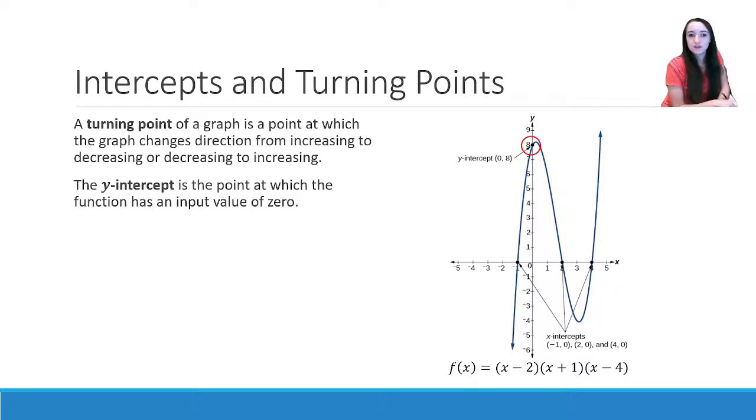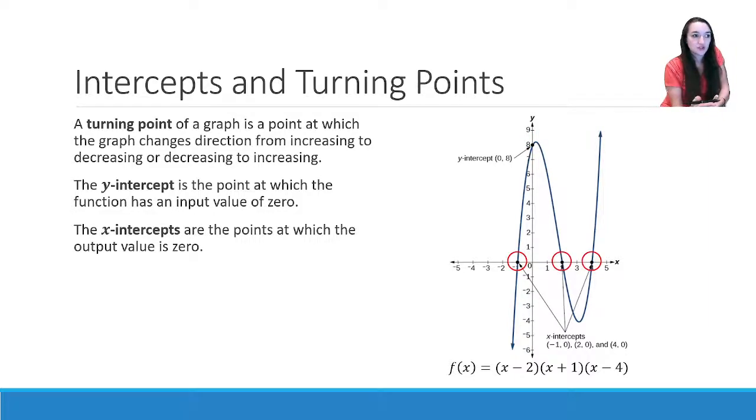The y-intercept is the point at which the function has an input value of 0. We already sort of know that from previous functions. That's always going to be true. But the x-intercepts are the points at which the output value is 0, so the opposite of the y-intercept. Finding the y-intercept is still going to be basically the same way as we always have: we plug in 0. But the x-intercepts get a little bit trickier to find when we're dealing with these higher degree polynomials.